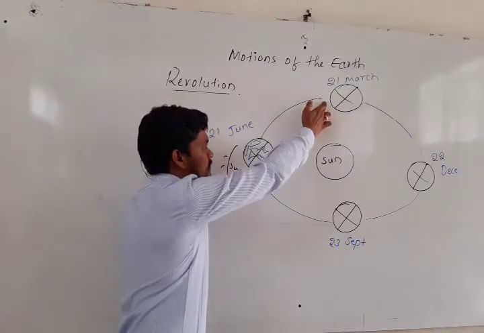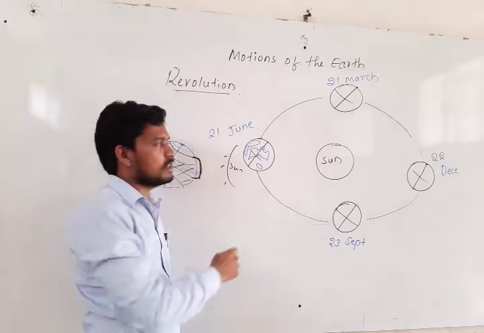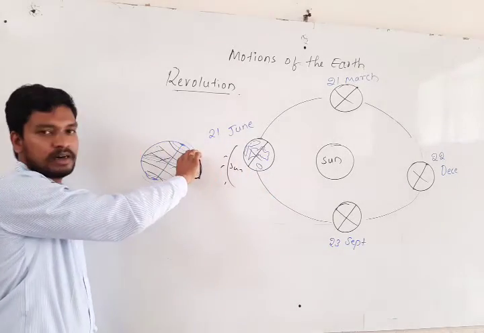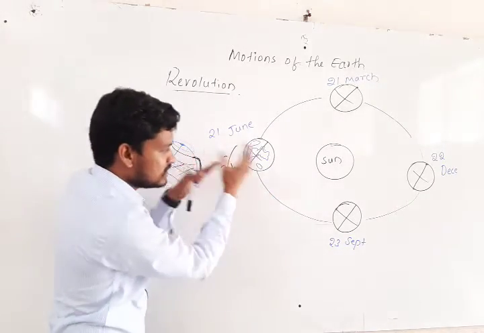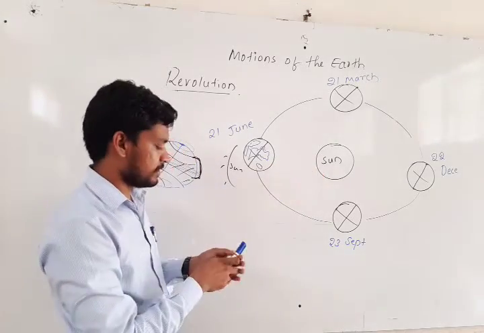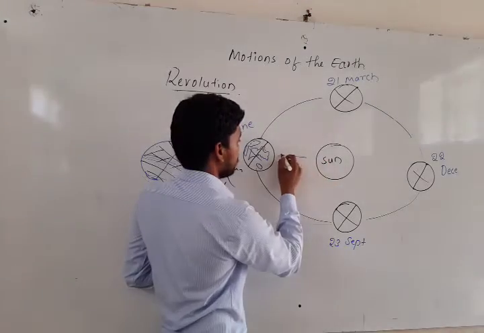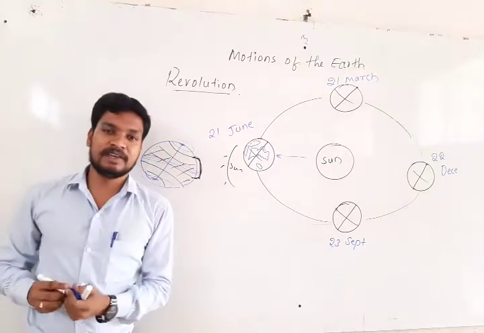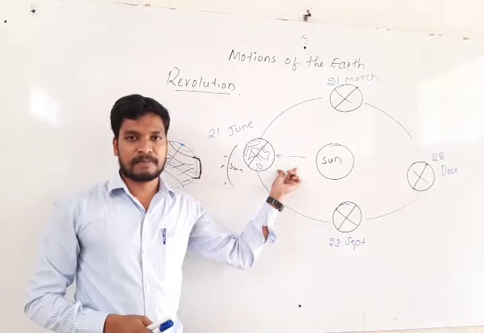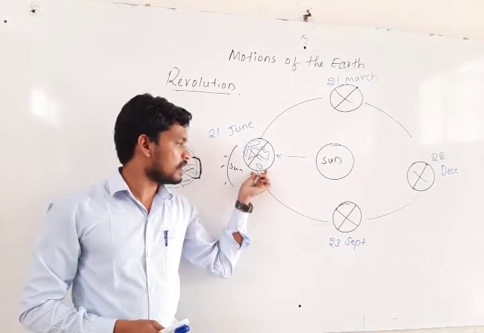Between March and June, the northern part of the globe is tilted towards the Sun, which means it receives direct sunlight. Because we feel high temperature here, it is summer for us and winter for Australia.